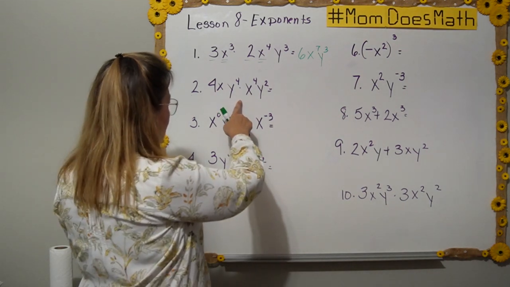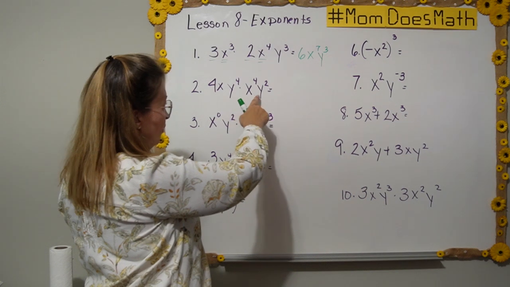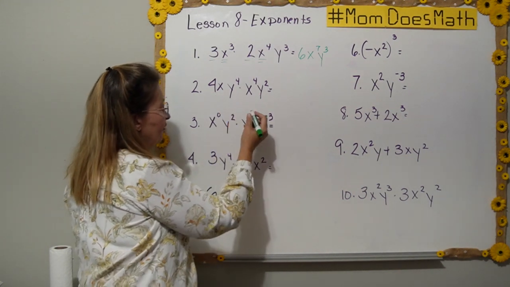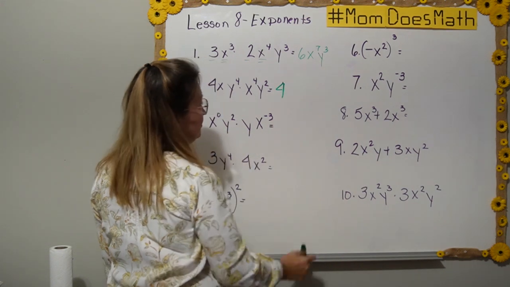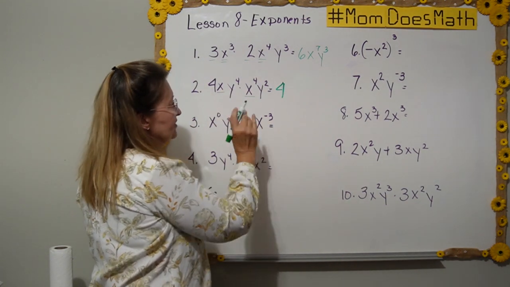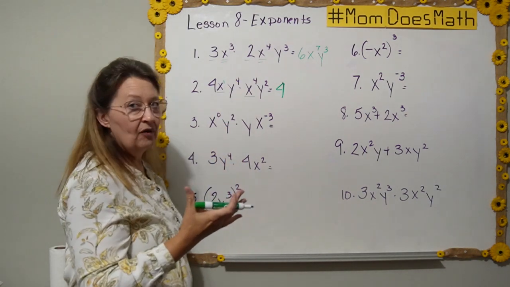Alright, number 2. 4x y to the fourth times x to the fourth y squared. Now I don't have another number to multiply 4 by, so I'm just going to go ahead and put that in my answer. Now when I multiply x times x to the fourth, what exponent does this x actually have? It's actually got a 1.